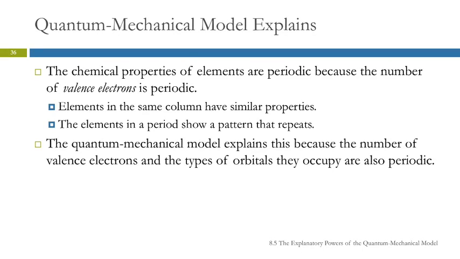So we talked about the quantum mechanical model of the atom. Now we're going to talk about how that model explains the behavior of atoms and elements and compounds. So the chemical properties of elements are periodic. We learned that from the periodic law.